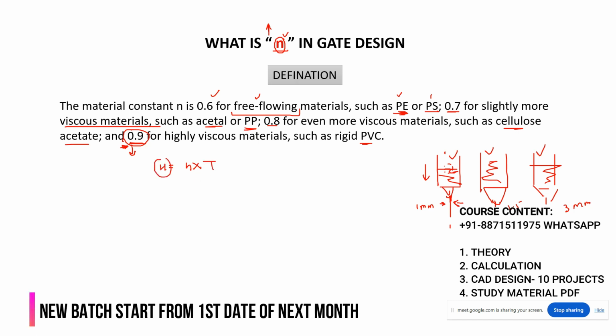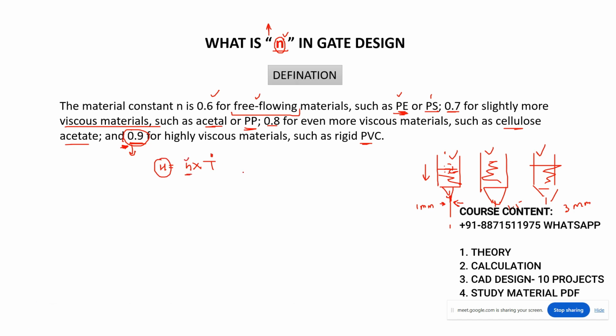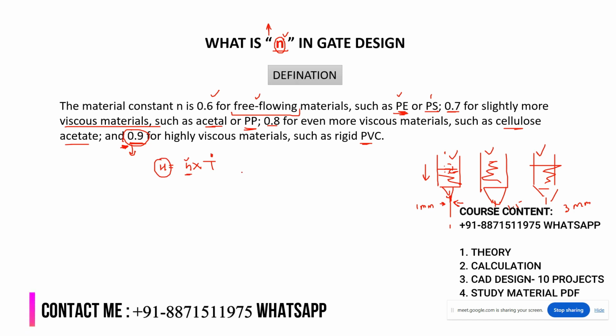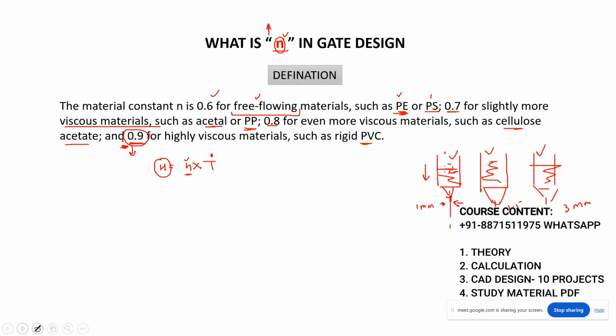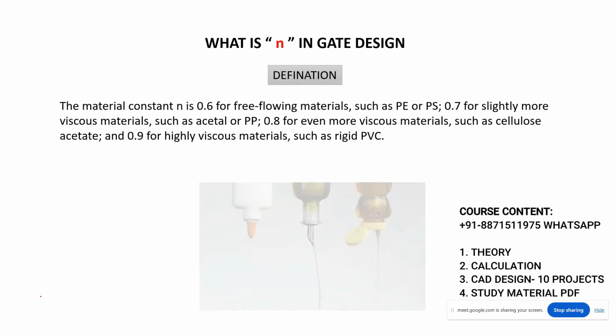For example, if I am finding the height, we have to multiply n with the wall thickness. Understood or not? Tell me. Yes, sir. If you have any question, could you tell me? What is the n here?